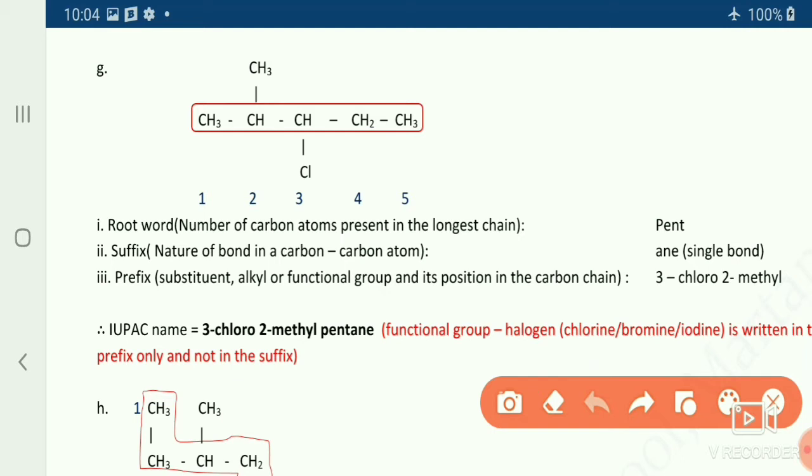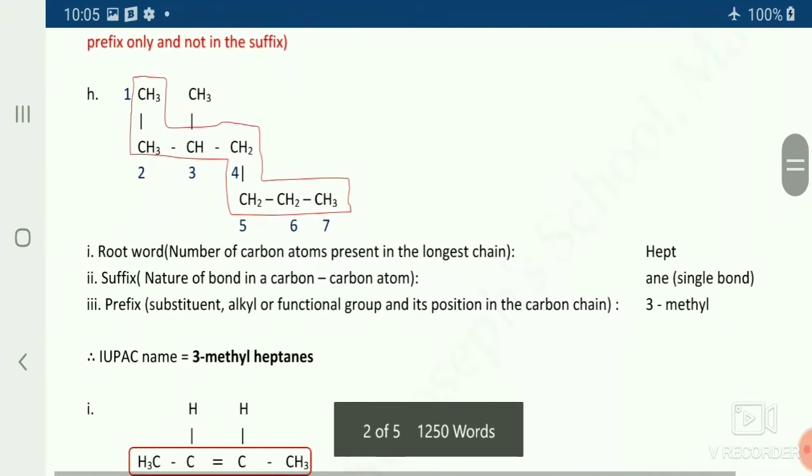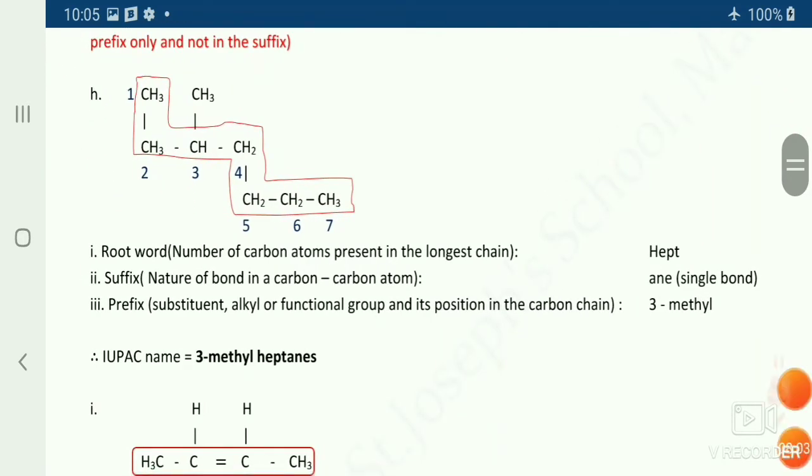And what is the position? The position of chlorine is 3, so 3-chloro and 2-methyl. Clear? Why do we write chloro first? Because in alphabetical order C comes before M. So we write 3-chloro-2-methyl, and therefore the name will be 3-chloro-2-methylpentane. Clear? Okay, next one we have a chain, a snaky chain like this.